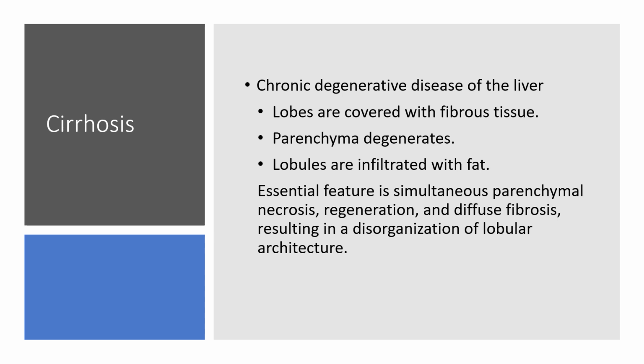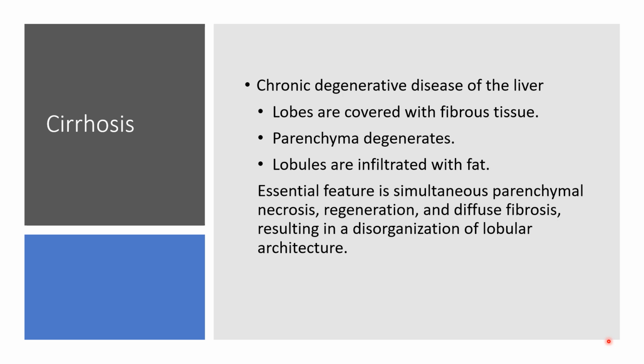Cirrhosis is a chronic degenerative disease of the liver. The lobes are going to be covered with fibrous tissue, so you get fibrotic scarring in the liver. The liver parenchyma is going to degenerate, and the lobules are going to be infiltrated with fat. So you have a number of different things going on. You get that fatty infiltration, then you get necrosis in there, and then you get scarring over where the necrosis or the liver attempts to heal itself. But ultimately it's going to fail.